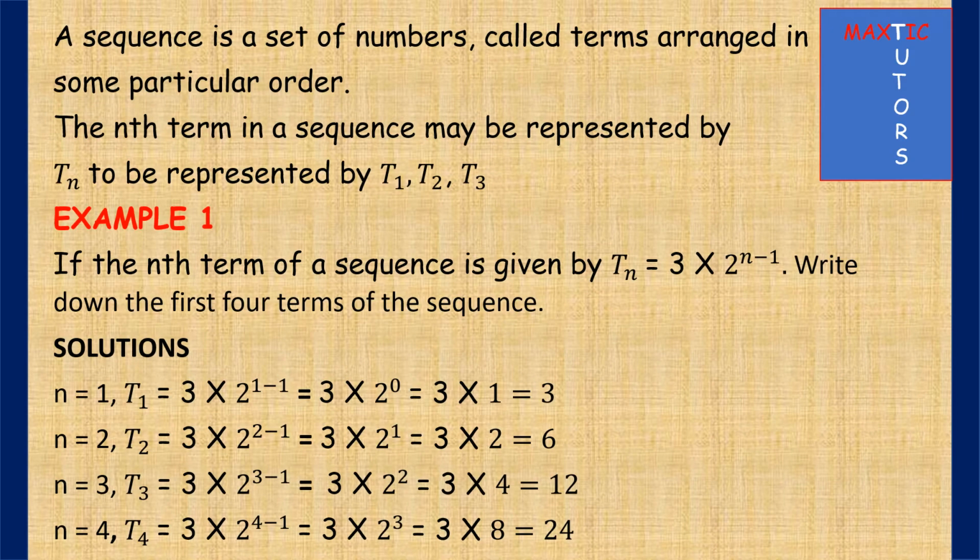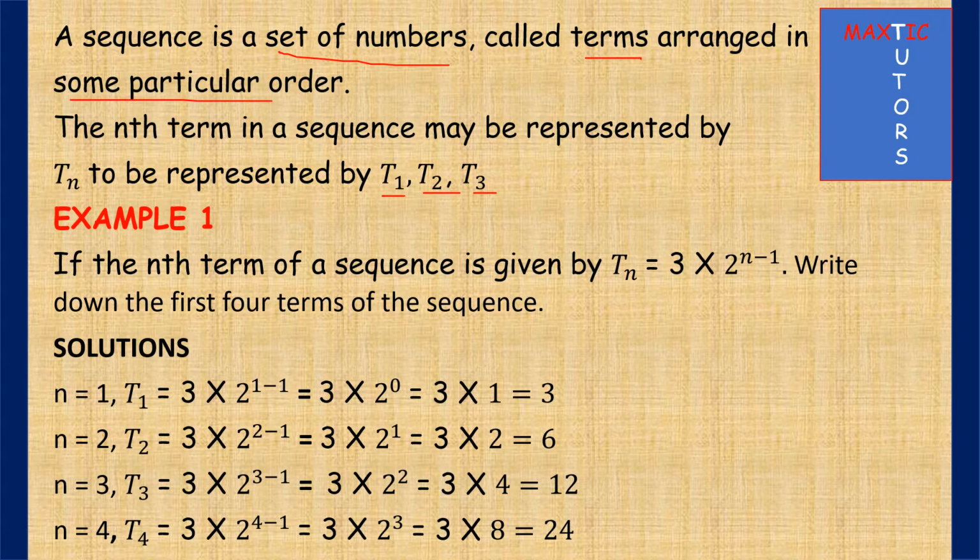A sequence is a set of numbers, and this set of numbers are called terms, and they are arranged in some particular order. For example, T1 means first term, T2 second term, T3 third term. Let's look at this example.